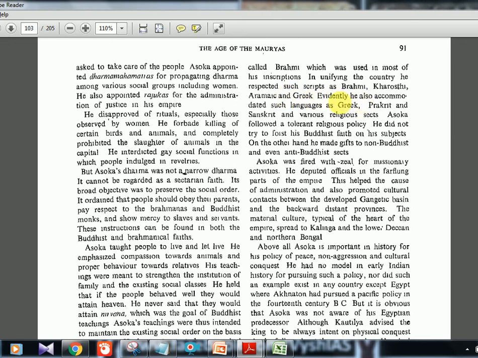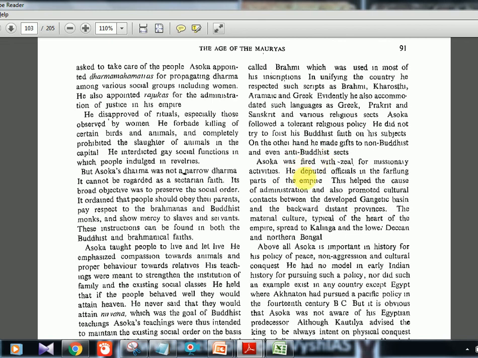Evidently, he also accommodated such languages as Greek, Prakrit, and Sanskrit, and various religious sects. Ashoka followed a tolerant religious policy. He did not try to foist his Buddhist faith on his subjects. On the other hand, he made gifts to non-Buddhist and even anti-Buddhist sects.